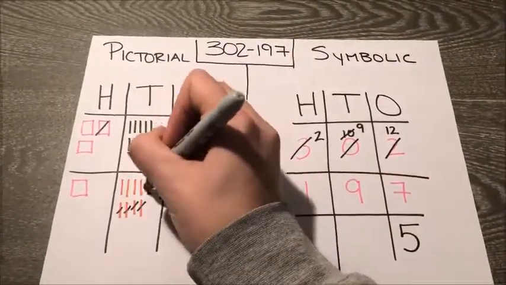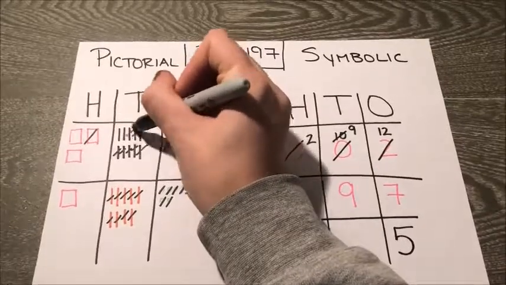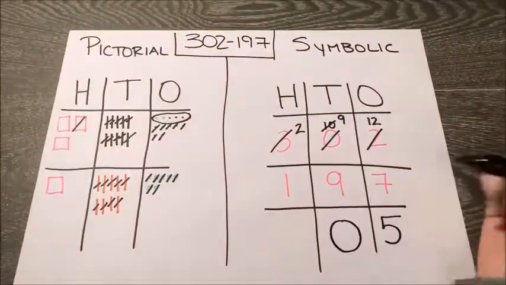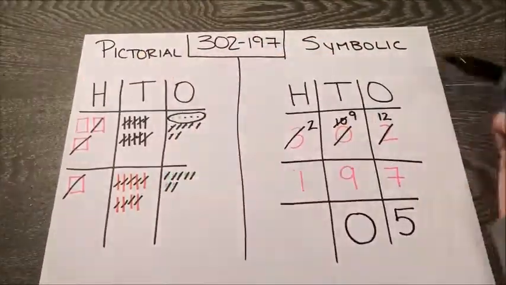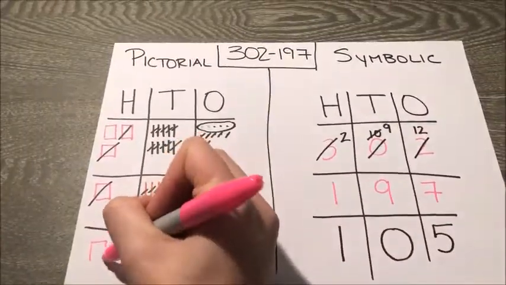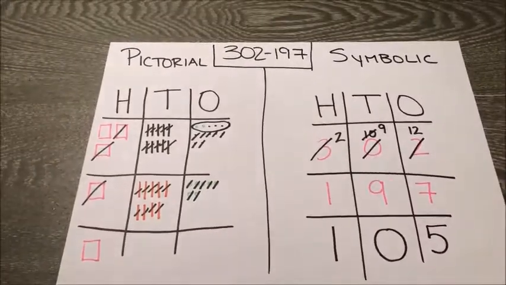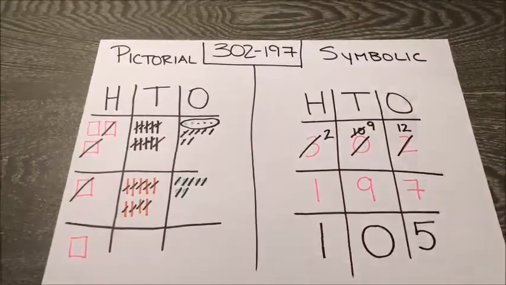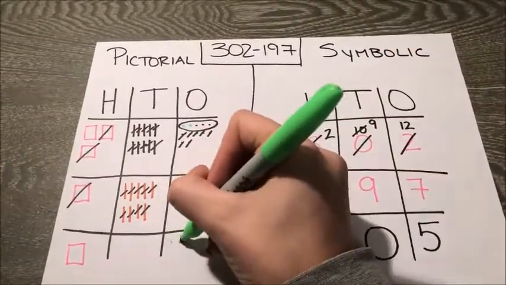Now I can remove all my tens because 9 minus 9 will give me 0 tens. And I can take away 1 from the top and the bottom of my hundreds to get 1. I now represent this pictorially with 1 hundreds flat in the hundreds column, 0 tens in the tens column, and 5 ones in the ones column.